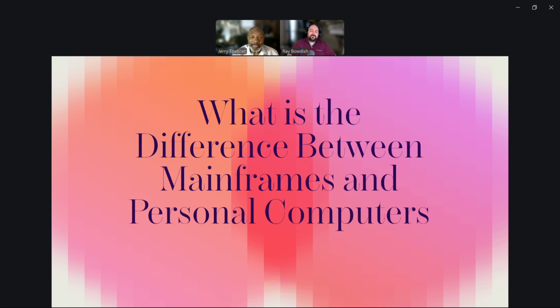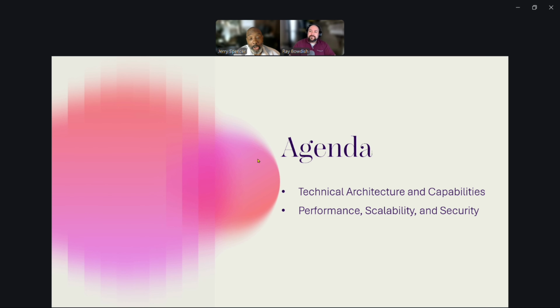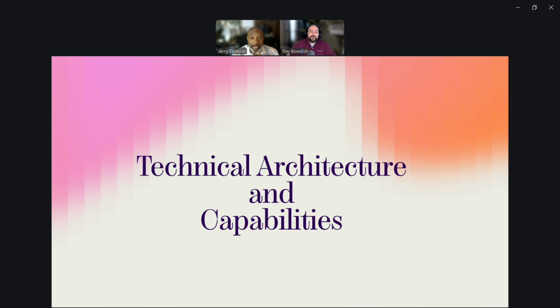Today we're going to talk about the difference between mainframes and personal computers. We're going to look at two things: technical architecture and capabilities, and also performance, scalability, and security, and show the differences between what's available on the mainframe and what's available on PCs. Ray's going to discuss technical architecture and capabilities.